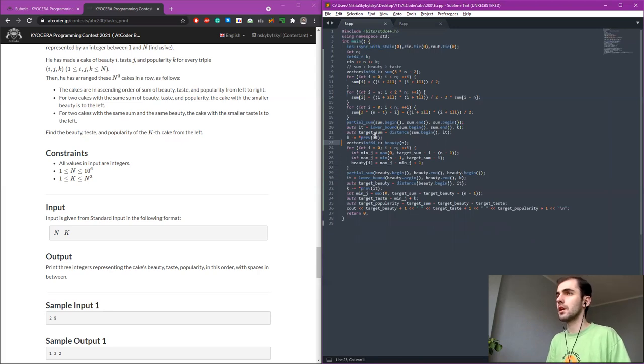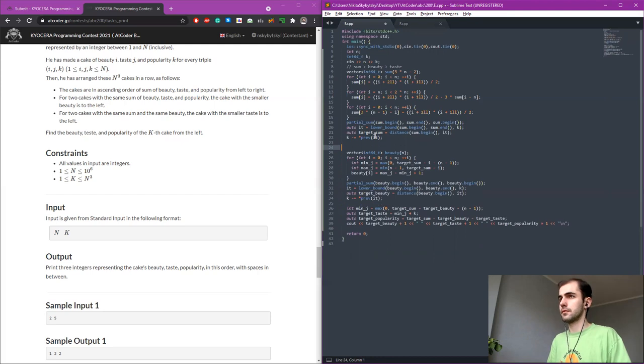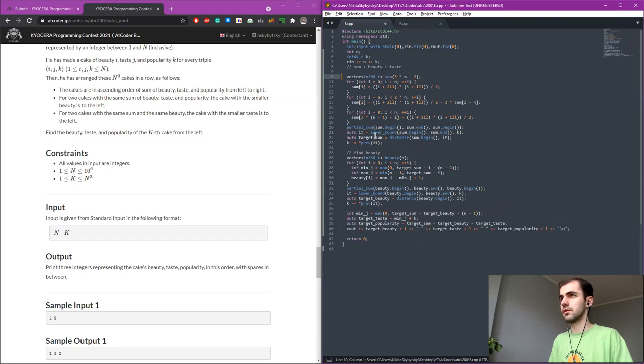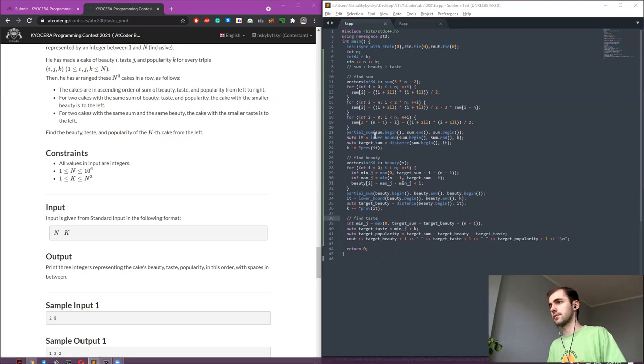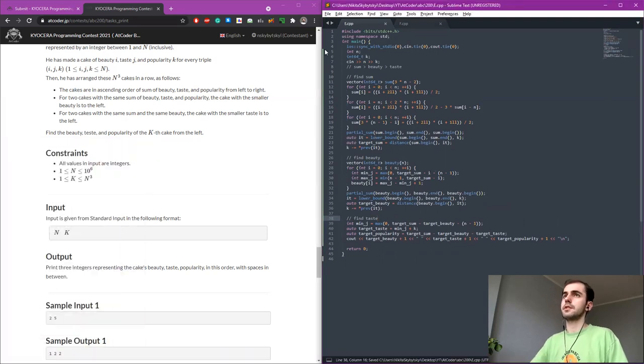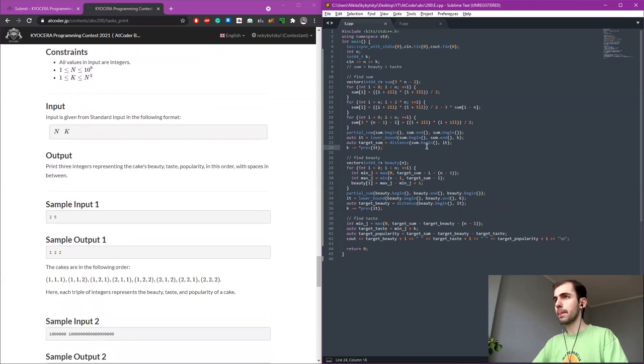Okay. Our solution logically consists of three parts. Here we find beauty. Here we find sum. Here we find taste. Oh, we are spending a lot of time here. It's not nice. So one of them is wrong. Which one is the question?